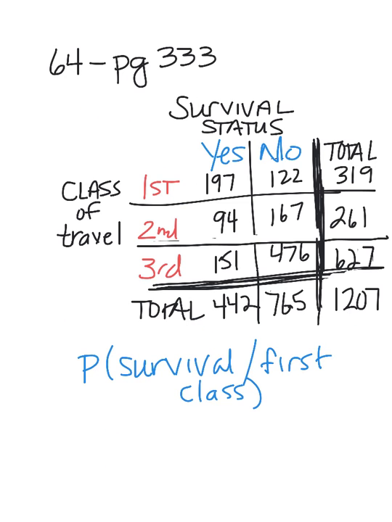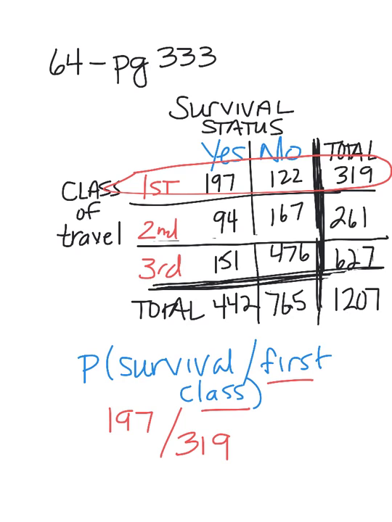Quickly, we're going to look at a two-way table and the idea of a conditional probability from a table. So the probability of survival given first class, that means we're going to look in the first class column. That is a row, by the way. The probability that they survived was 197 people out of the 319 first-class passengers. So when you're talking about a conditional, you look at the given, find that section, and that's where your total is going to come from.